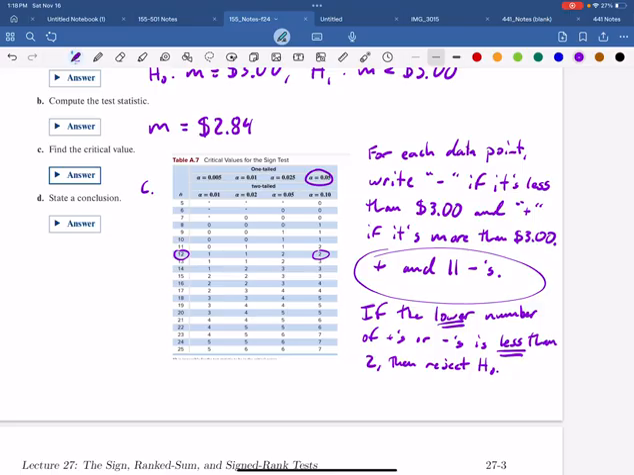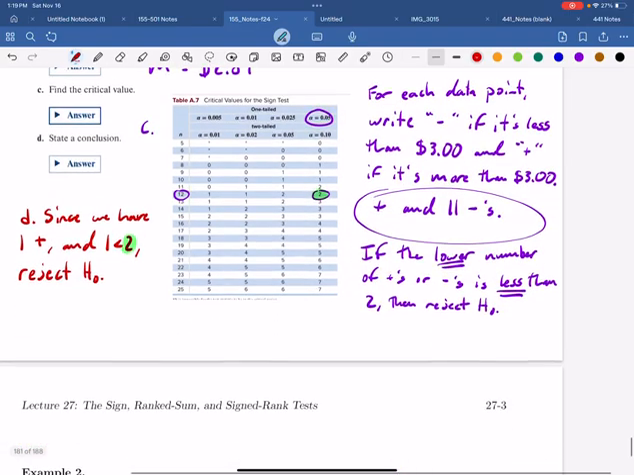Right? So what's our conclusion? I'll write this in red here. Since we have 1 plus sign and 1 is less than 2, I'll use green for this. Reject the null hypothesis. So likely the median gas price is not $3.